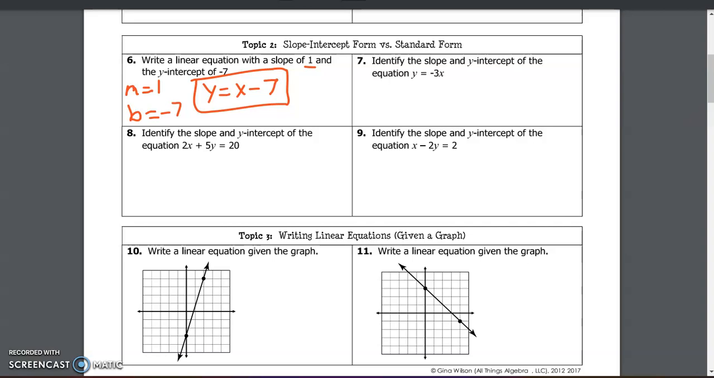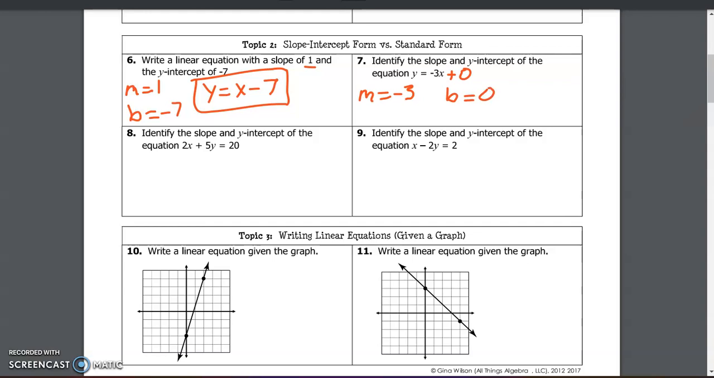Now number 7, they want us to identify the slope and y-intercept of this equation that they gave us. Remember, this is y equals mx plus b. So even though there's nothing here, we would imagine this is like a +0. There's nothing there. So that means my m is -3, because that's what's in front of x. And my b is simply just 0.